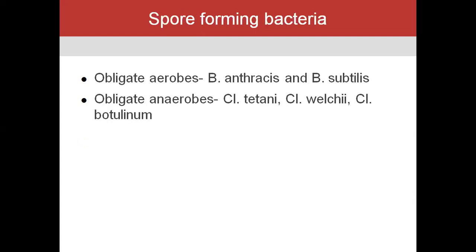Next, spore-forming bacteria. Examples of spore-forming bacteria: obligate aerobes. Aerobes means those which grow in the presence of oxygen. Strict aerobes: Bacillus anthracis and Bacillus subtilis. These are spore-forming bacteria. Next, obligate anaerobes, which are strict anaerobes. Strictly, they grow in the absence of oxygen, such as Clostridium tetani, Clostridium welchii or Clostridium perfringens, and Clostridium botulinum. These are anaerobes and spore-forming bacteria. Both Bacillus and Clostridia are gram-positive bacilli.